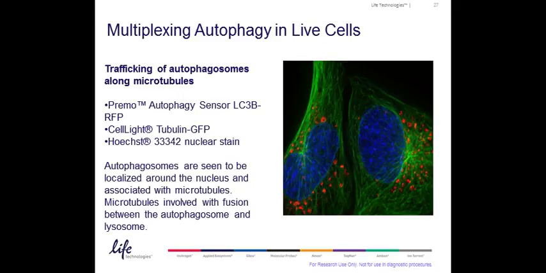Much like with antibodies, we can also multiplex when using fluorescent proteins. Here we can use a marker of the microtubule cytoskeleton, a tubulin GFP, and look at the co-localization of RFP-LC3 with microtubules. This is of course important when looking at the trafficking of autophagosomes around the cell and indeed their subsequent fusion with the lysosome.